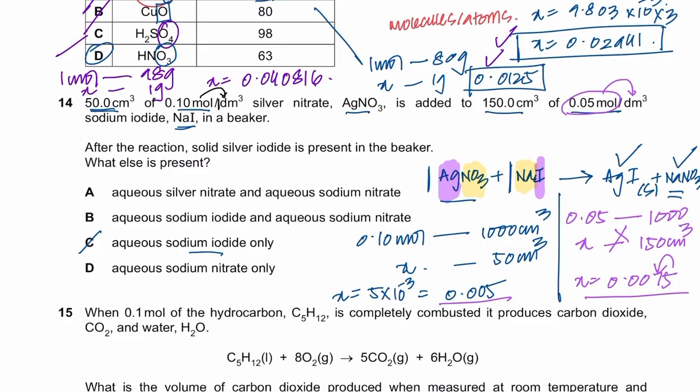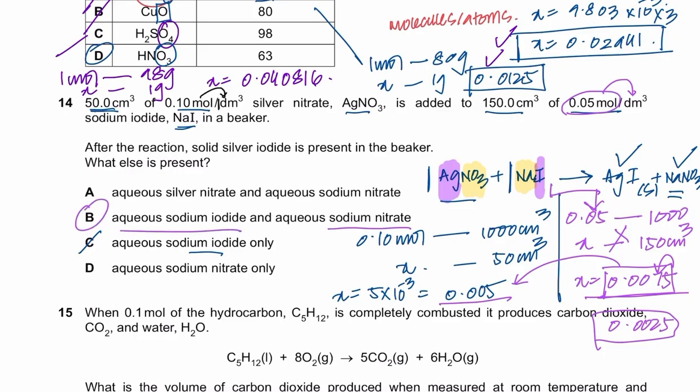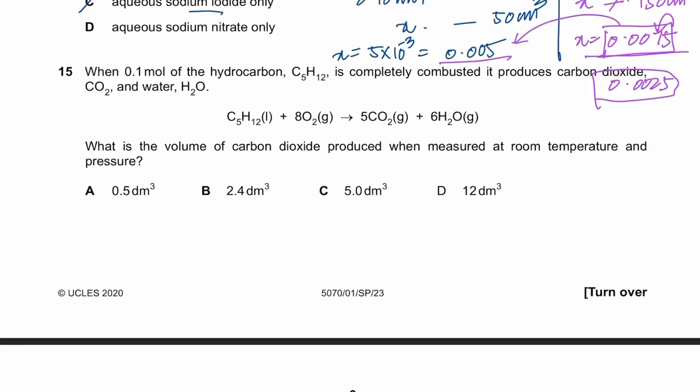That's why, out of this 0.0075, 0.005 would be used up, and you would still be left with 0.0025. That would be in excess, right? So obviously sodium iodide would also be present, the aqueous sodium iodide would also be present. So sodium nitrate is present and aqueous sodium iodide is present. That's why B is the right option. This was actually a good question.